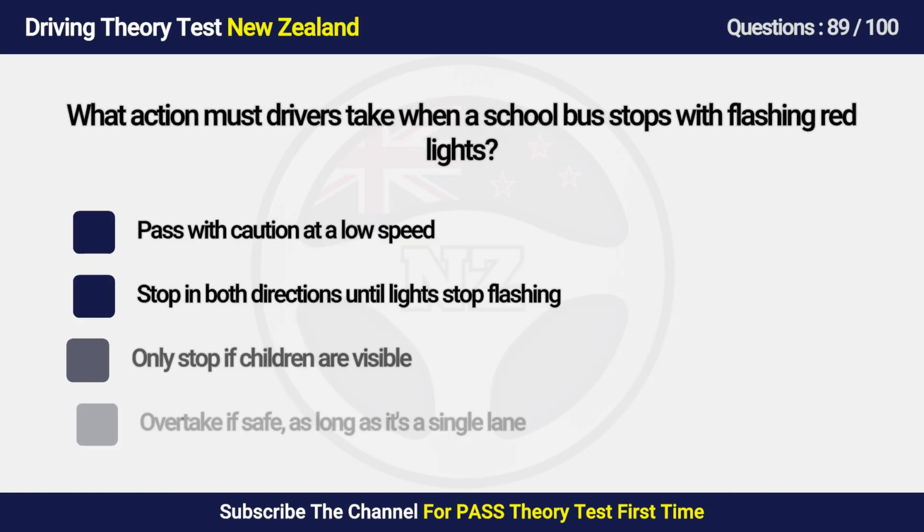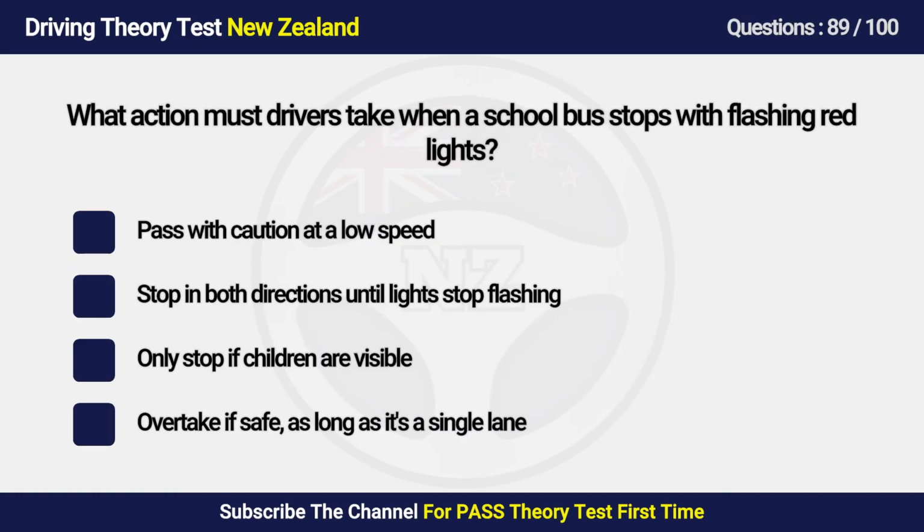Question 89. What action must drivers take when a school bus stops with flashing red lights? A. Pass with caution at a low speed. B. Stop in both directions until lights stop flashing. C. Only stop if children are visible. D. Overtake if safe as long as it's a single lane.